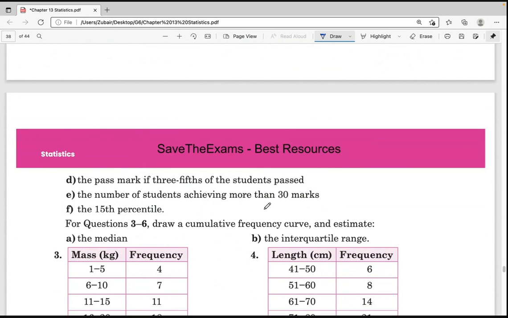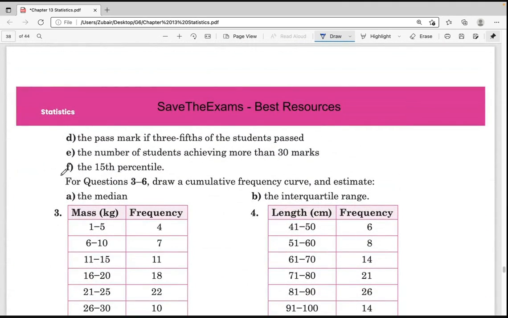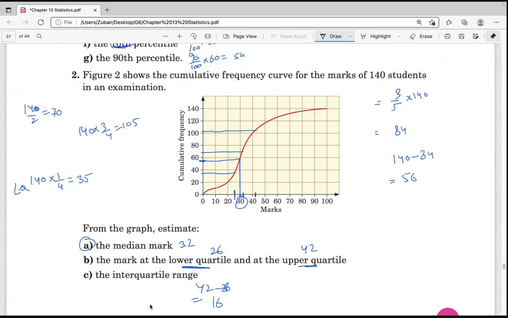E part says the number of students achieving more than 30 marks. So we just read at 30 and more than 30. Let's say I'm getting this 56. So more than 30 is 140 minus 56. F part says 15th percentile. So clearly 15 by 100 of 140 gives me 21. So 21 on the y-axis, and we read the answer on the x-axis. Suppose 21 marks.